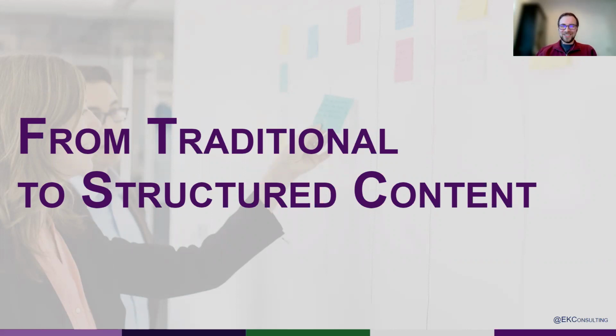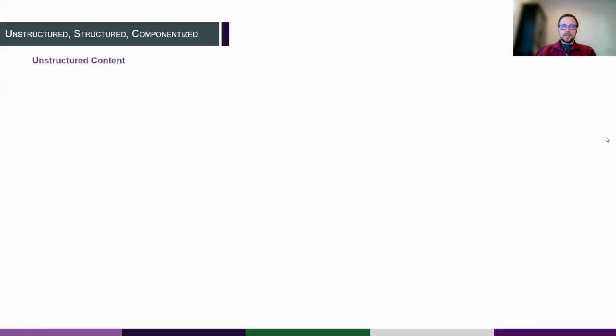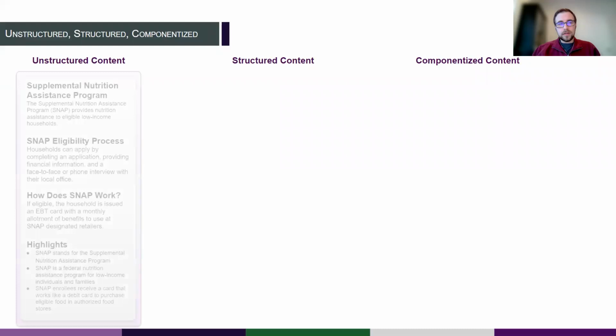So let's go. Now the main portion of this is talking about how we get from traditional content to structured. And when I say structured content here, it's really structured as well as componentized. But to get to componentized, we actually need to structure the content first. So that's why it's structured. We've been talking about unstructured or traditional, structured and componentized content. So let's take a look at each of these and make sure we're all on the same page about what we mean by these terms.